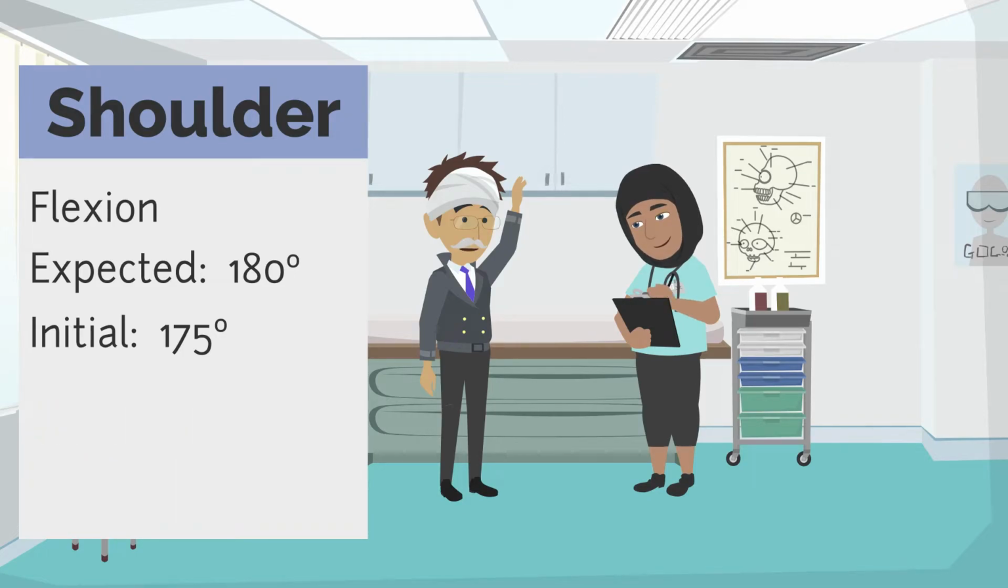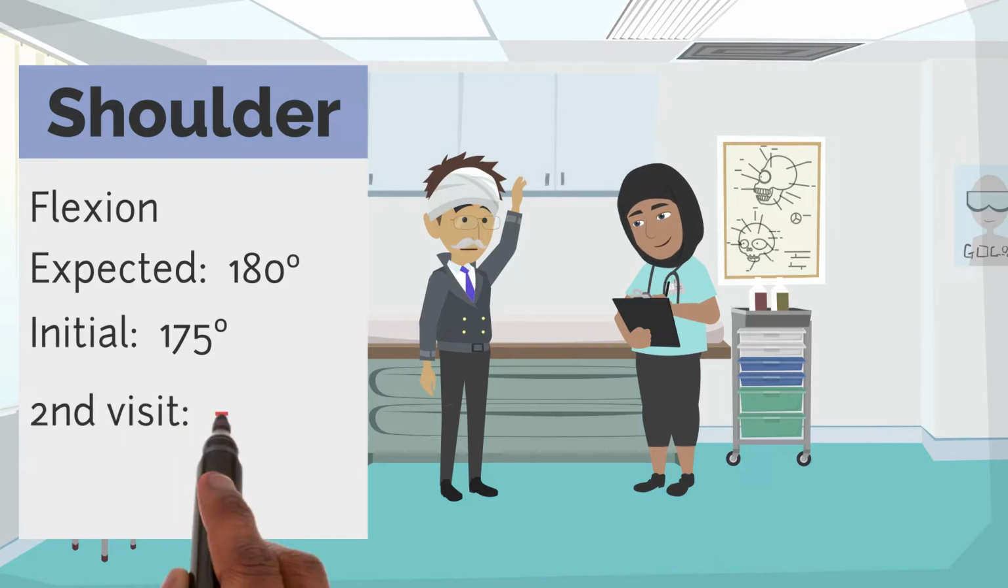After the second visit, the integer is negative 1. Did I improve or get worse? How many degrees am I from normal?